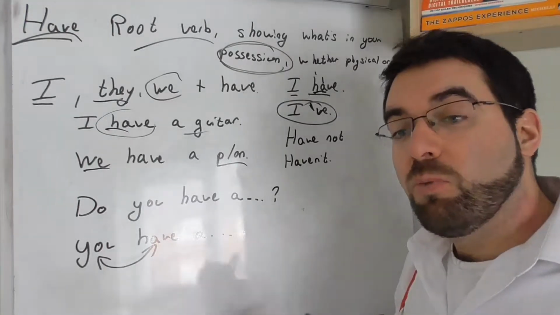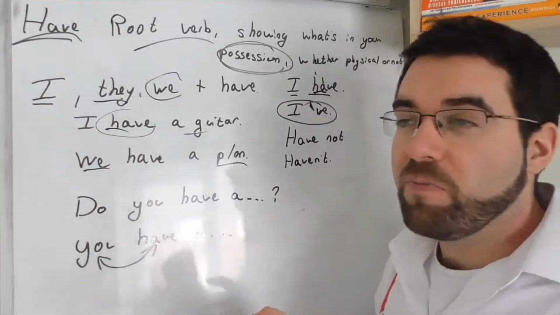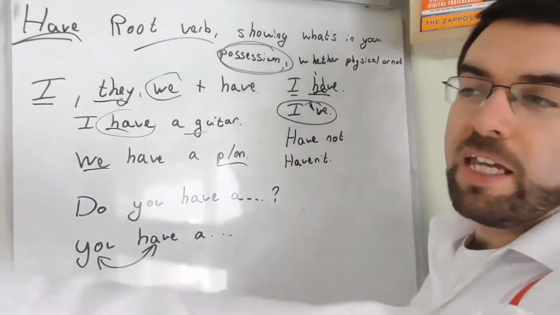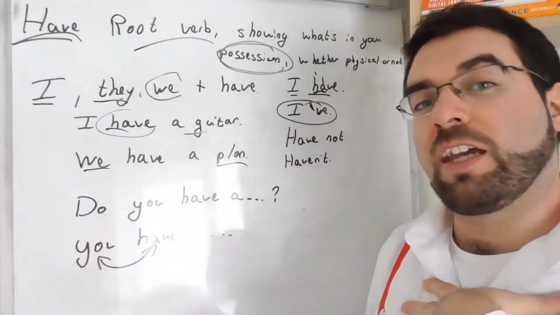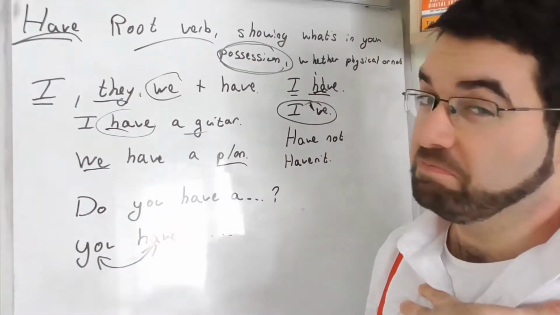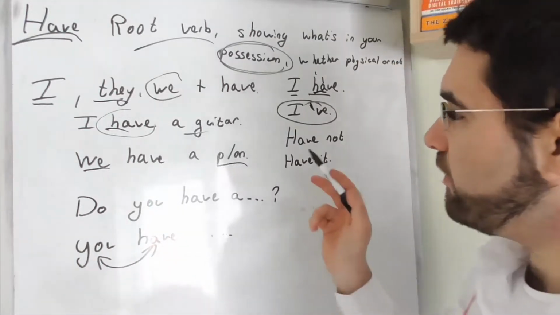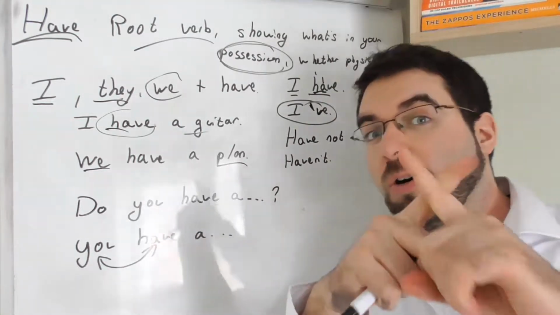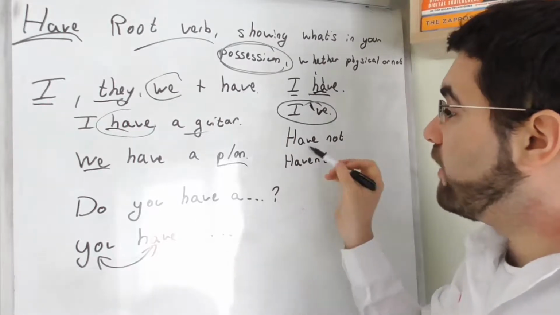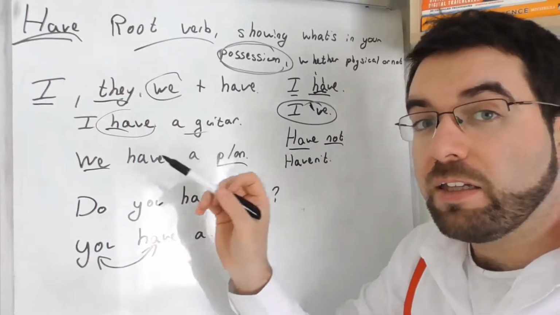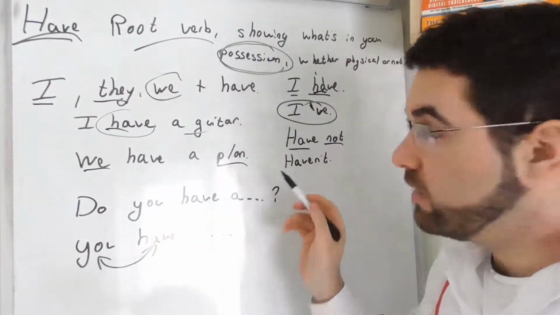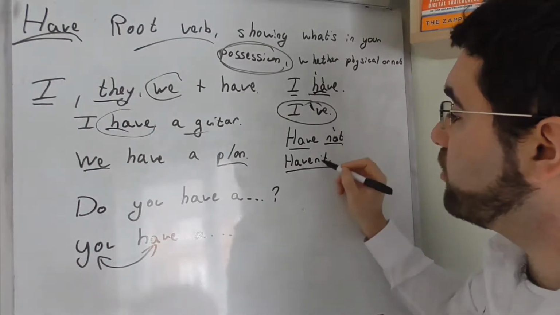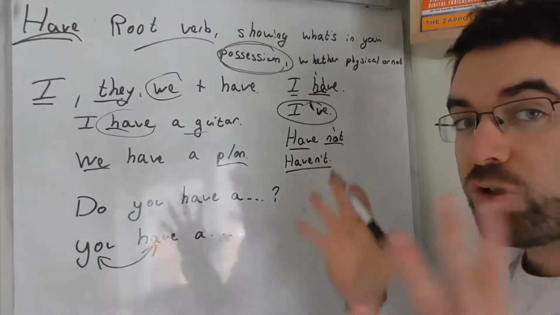You've got. We've got. They've got. They've got a house. We've got a city. They've got a mansion. We've got a castle. But then let's look at the negative as well. Have not. I haven't got. Haven't. Get rid of the O, replace it with an apostrophe. Haven't. And contract it together.